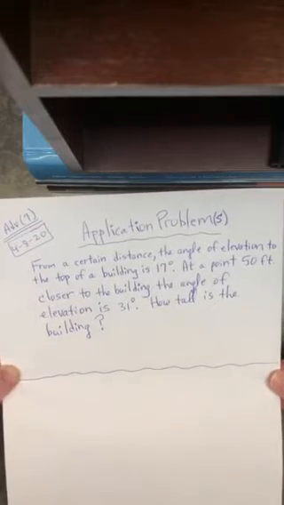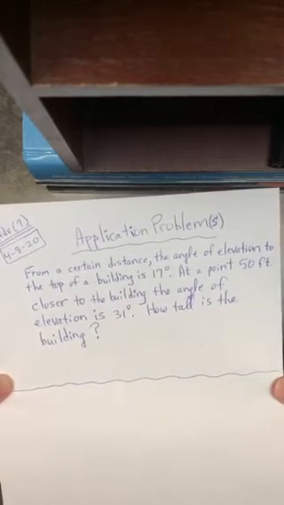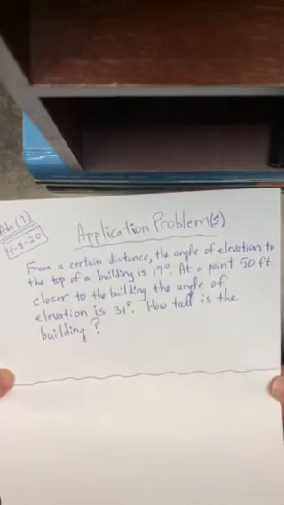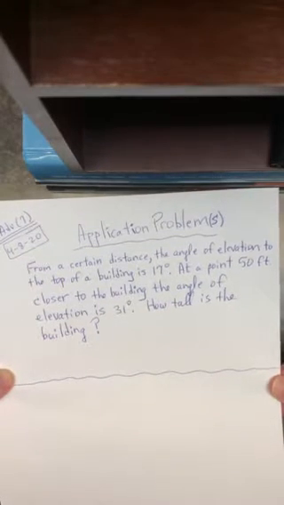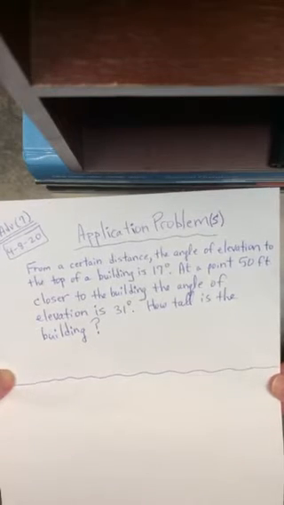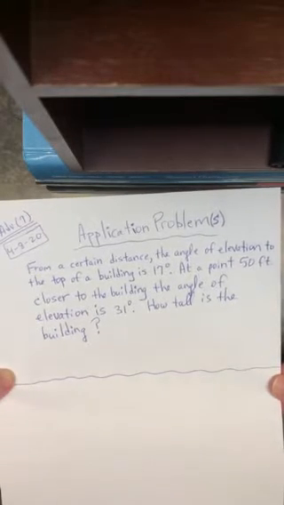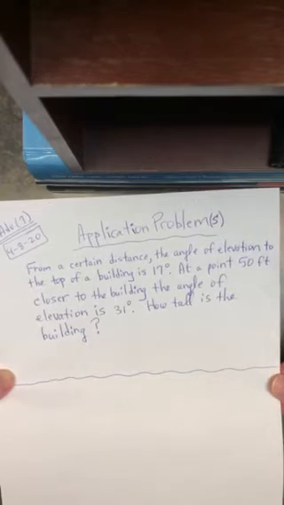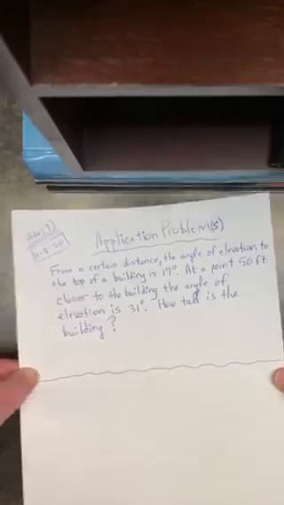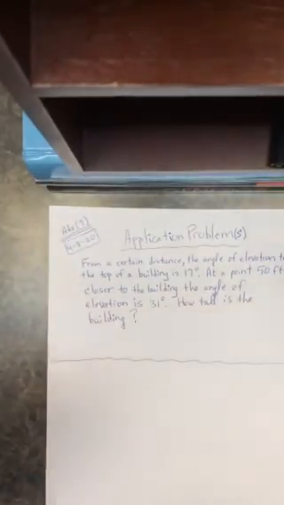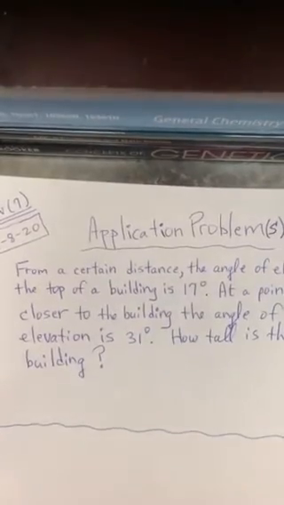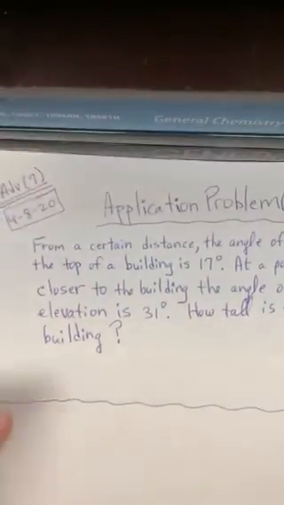So again, from a certain distance, the angle of elevation to the top of a building is 17 degrees. At a point 50 feet closer to the building, the angle of elevation is 31 degrees. They simply want to know how tall is the building. Okay? Well, here we go. To do this problem, let me move the camera just a hair so you can see my writing better.